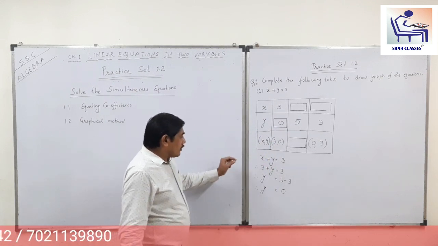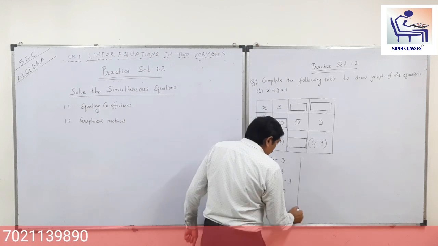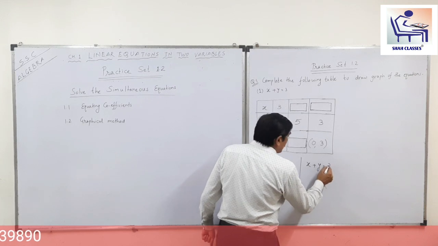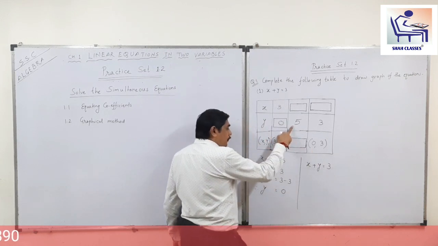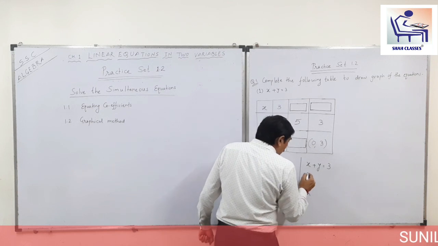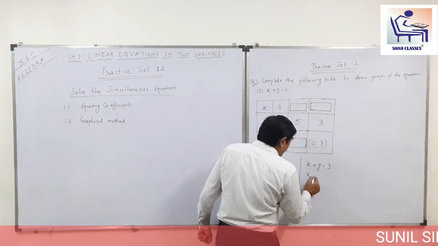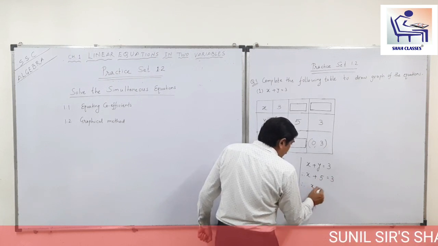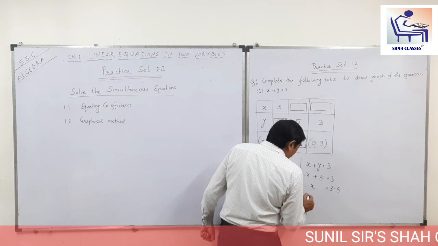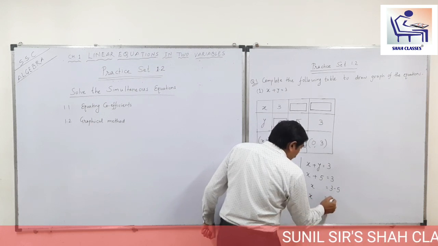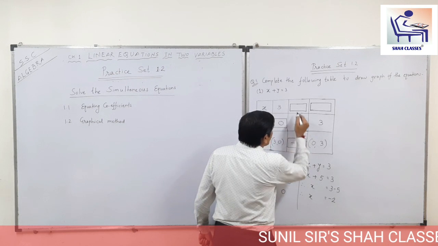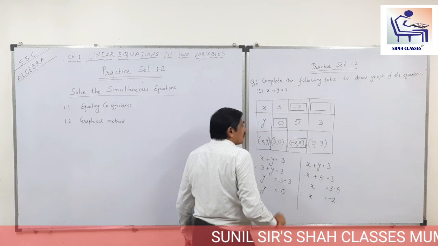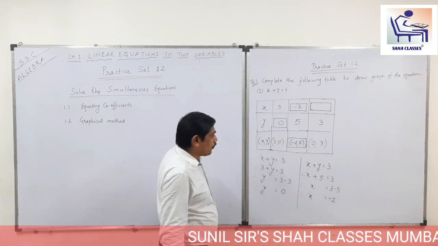Now once again, the second part: x plus y is equal to 3. Now you have to put the value of 5 in the variable y. So x plus 5 is equal to 3, so x is equal to 3 minus 5. x is equal to minus 2. So here we got minus 2 and 5 as the coordinate x and coordinate y.